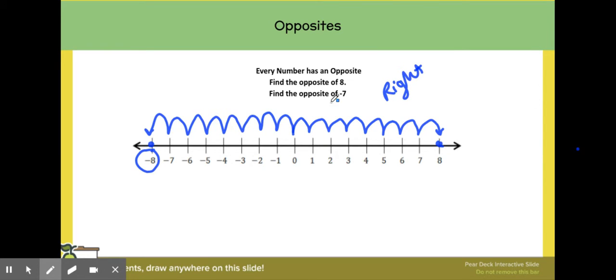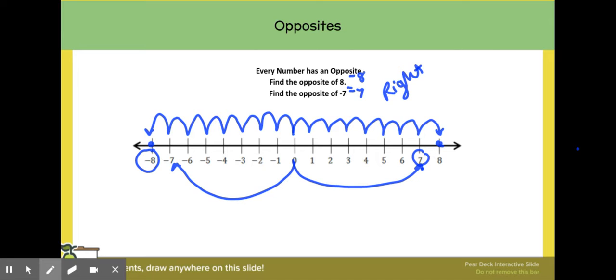When we found the opposite of 7, negative 7, we knew that negative 7 was 7 jumps to the left. So the opposite of that would be 7 jumps to the right, which would give you a positive 7. The opposite of 8 was negative 8.